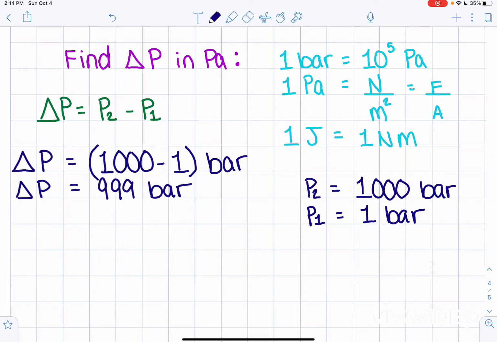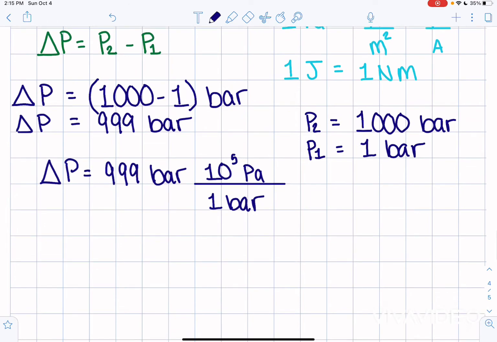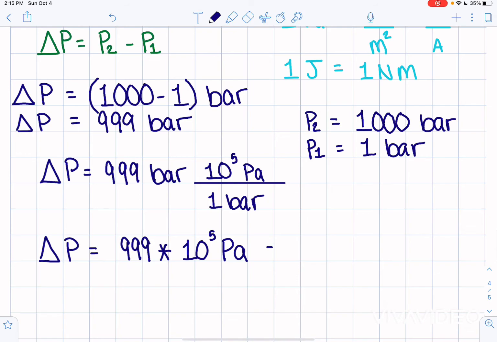So for our pascals, we're going to do delta P equals 999 bar. And then we will go ahead and say that 1 bar is 10 to the 5th pascals. And then you get delta P is equal to 999 times 10 to the 5th pascals, which of course we also know that means it is also equal to 999 times 10 to the 5th newtons per meter squared.